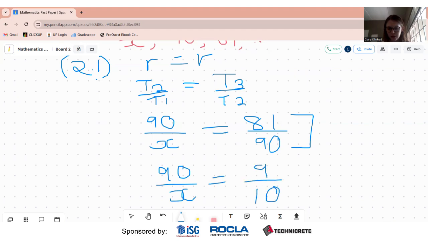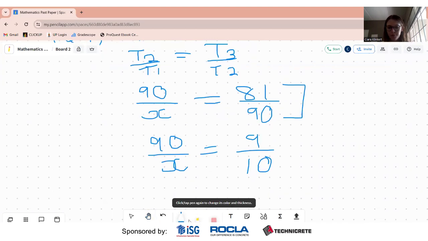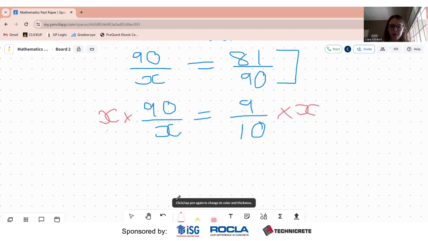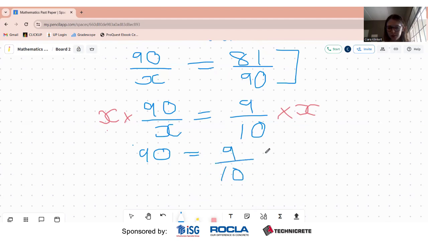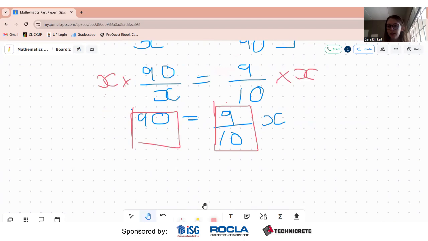Now, I do not like having this x in the denominator. So I'm going to multiply up by x to free it from the denominator. What I do to the one side, I have to do to the other. Now, I get that 90 is equal to 9 over 10 times x. And I want to get x alone, so I'm going to divide both sides by 9 over 10. You can literally pop in your calculator 90 divided by 9 over 10, and you will get the expression for x.